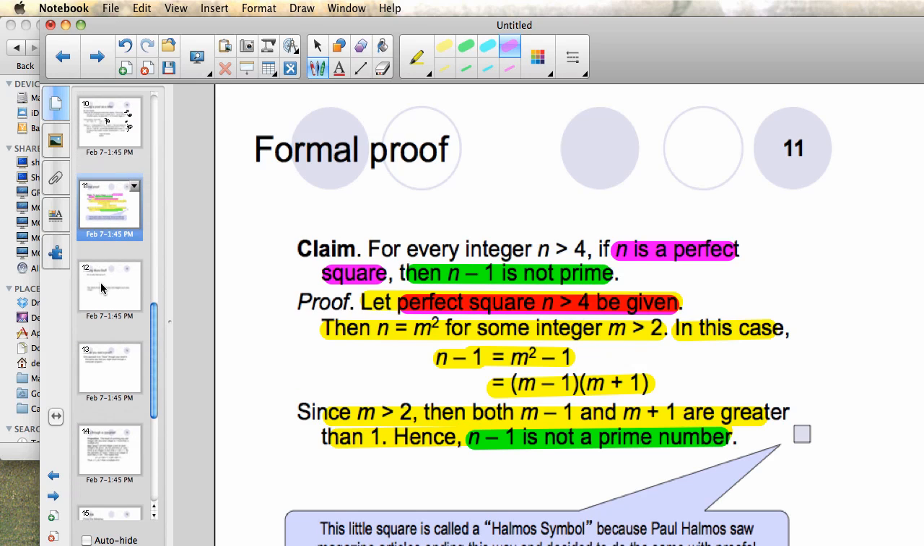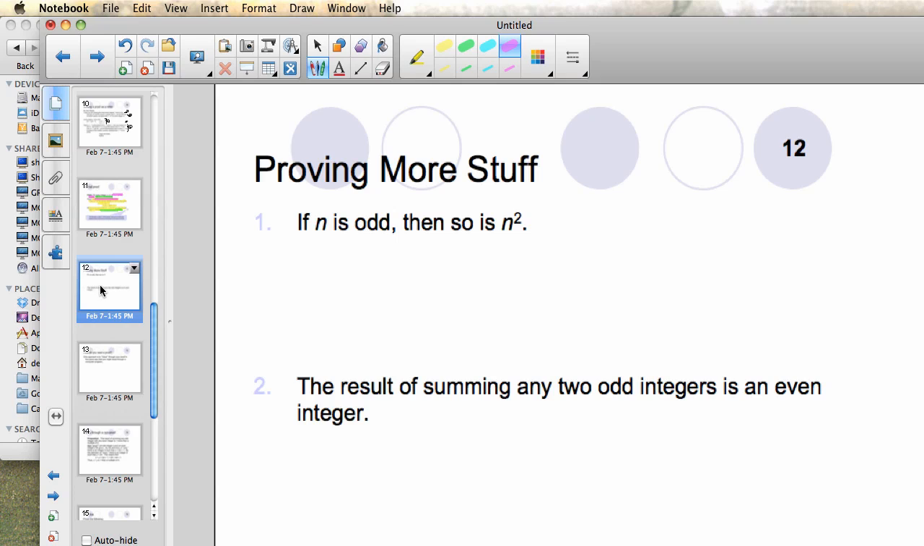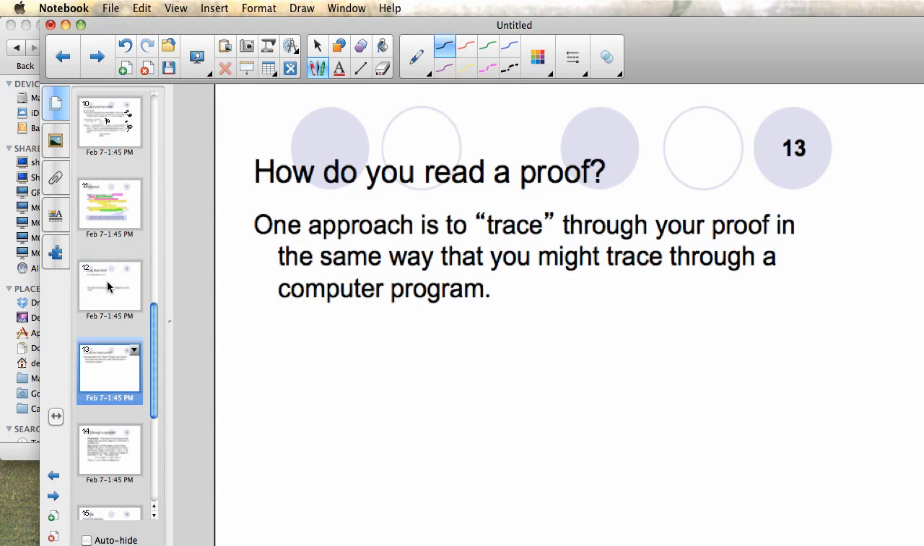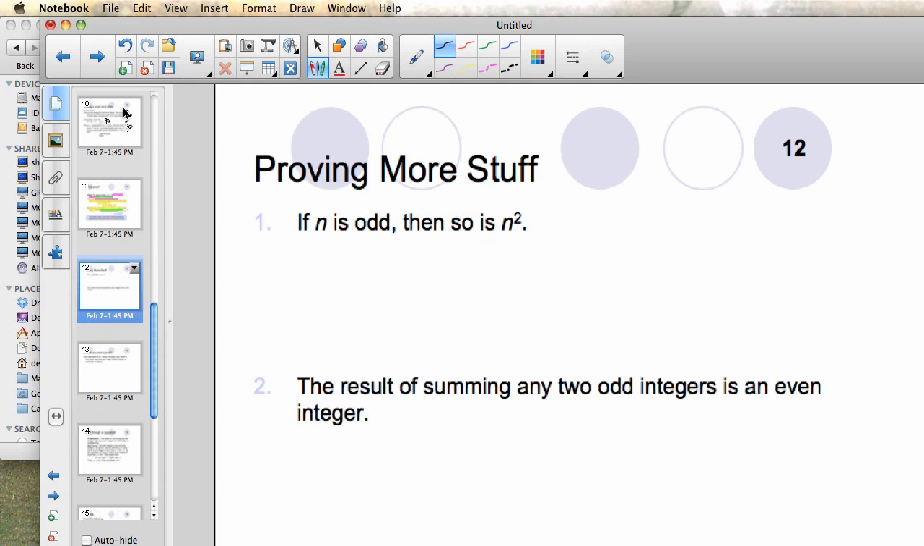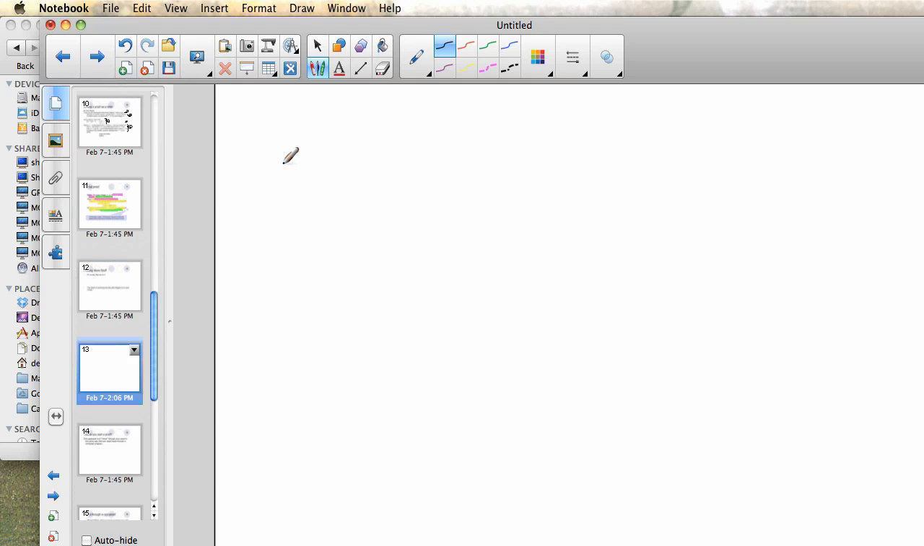Now let's try it with some simpler statements, because we don't want to have to be too clever too quickly here. So here's a statement about odd numbers. If the number is odd, then so is its square. In order to be able to prove that, I'll need to decide what it means to be odd. I have to make sure that the reader and the author agree on the meaning of that predicate, n is odd. I don't think I left myself a slide for that, so let me see if I can open one.